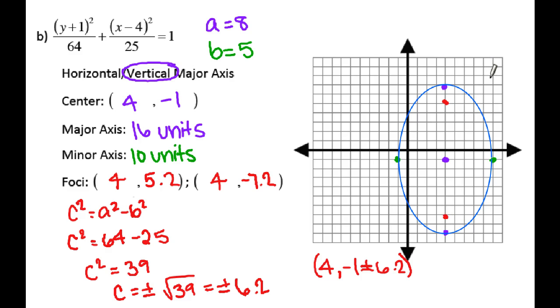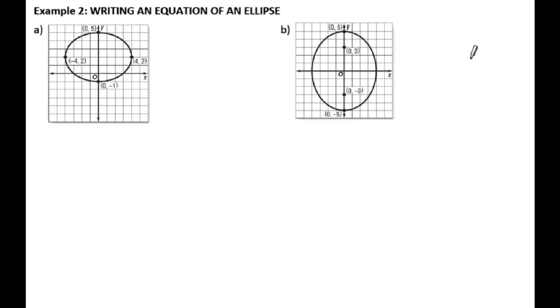Alright, so now we have the graphing out of the way. Let's go ahead and start writing equations. To be able to write the equation for an ellipse, you need to know what a, b, and the center are. So we're looking for a, we're looking for b, and we need to know what the center is going to be. Not c, because c is for your foci.